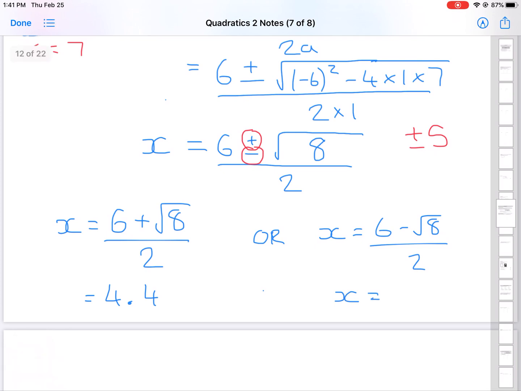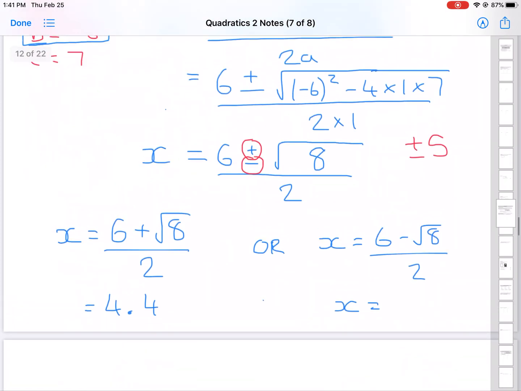Let's see if that's what I was asked to round it to. It'll always tell you. Yep, just 1 decimal place I was asked to round this to. Then I do 6 minus the square root of 8, hit equals, divide that by 2, and I get 1.6 to 1 decimal place. So therefore, x is either 4.4 or x is 1.6.